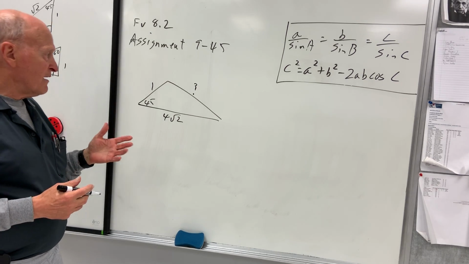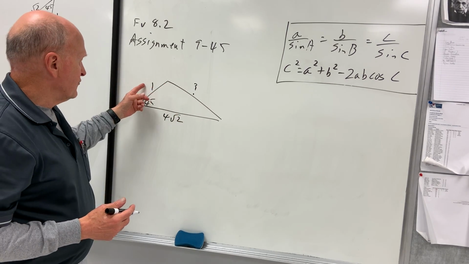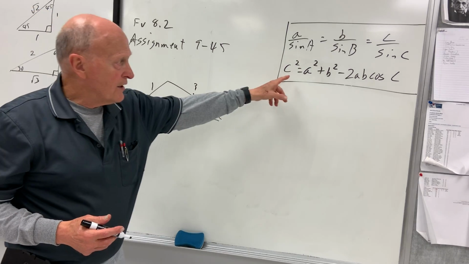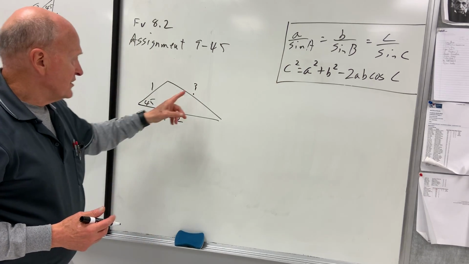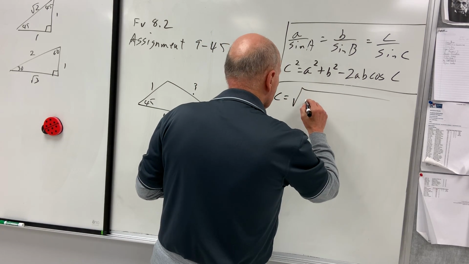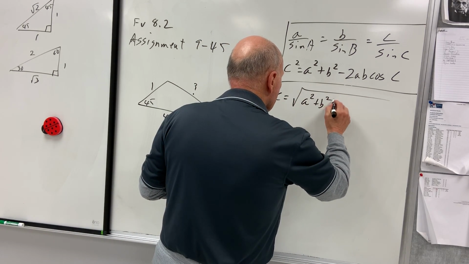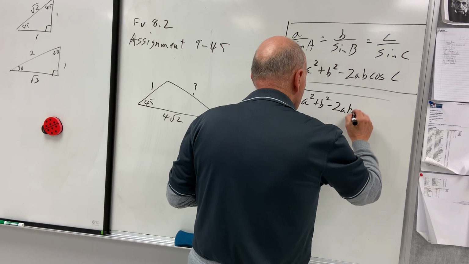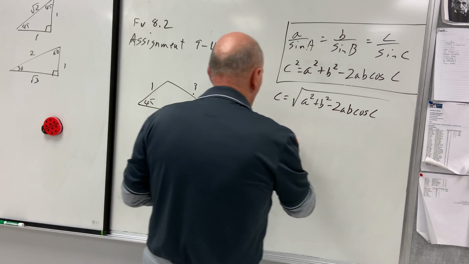So to do that, I'm going to use the law of cosines. I have two sides and the included angle, so I'm going to automatically go to this. Since I'm looking for a side, I'm going to use this form of it. So we plug into that.